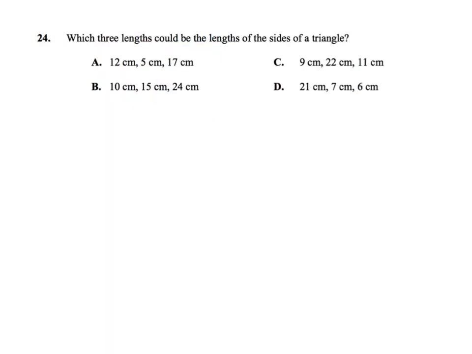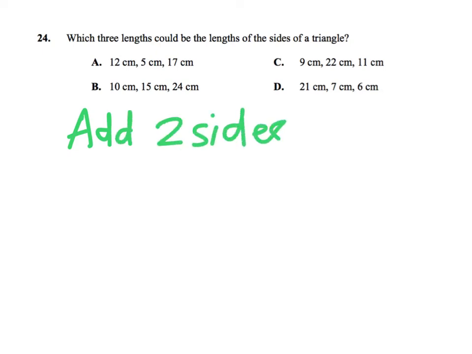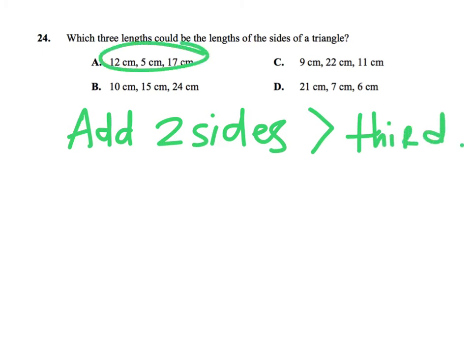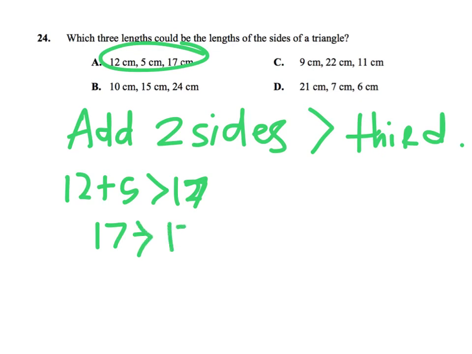Number 24, which 3 lengths could be the lengths of the sides of a triangle? Remember, to be the sides of a triangle, you have to add 2 together, and it has to be bigger than the third side. So my first one, I would do 12 plus 5 is greater than 17. Well, 12 plus 5 gives me 17, so it's not greater. So that means this one can't work.